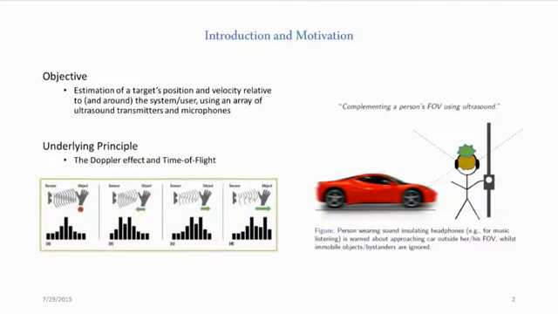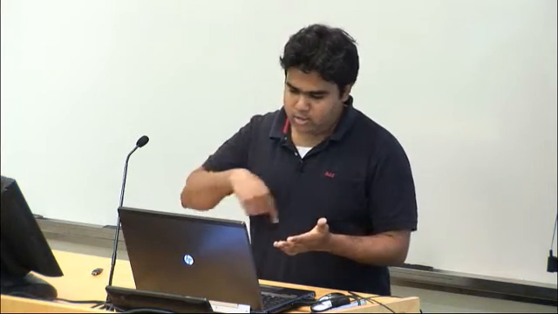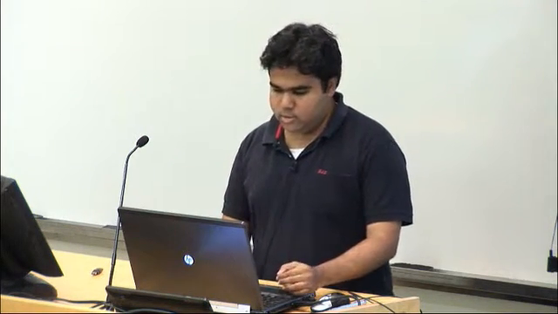So let's see in a more formal way what the objective was. Given a system, we wanted to image and estimate right around the system, that is, a 360-degree horizontal field of view. In that field of view, we wanted to measure and estimate the target's position and velocity relative to the user. And why would anyone do that?